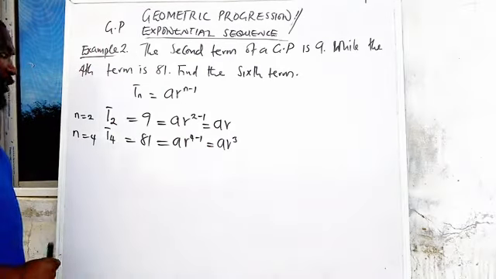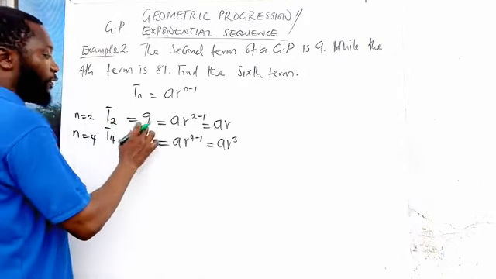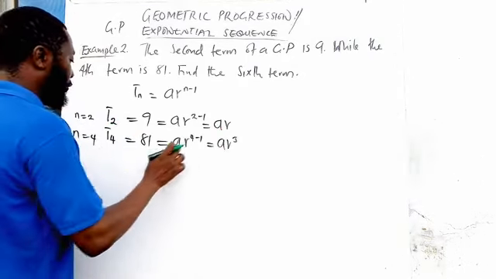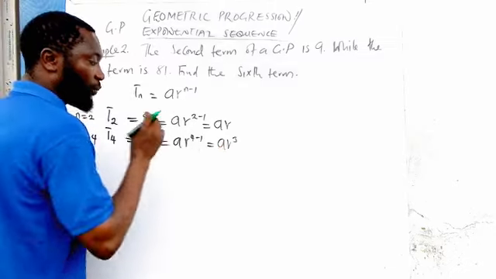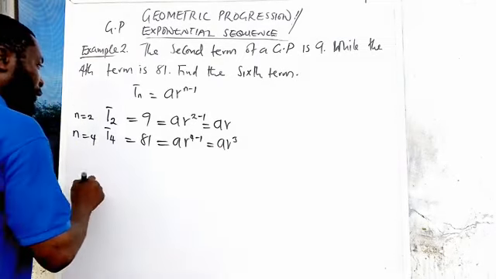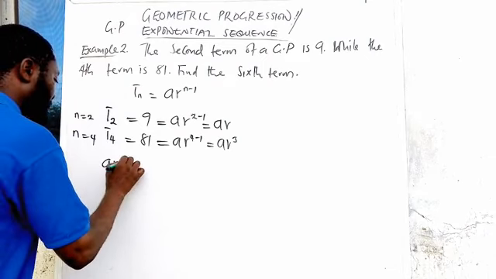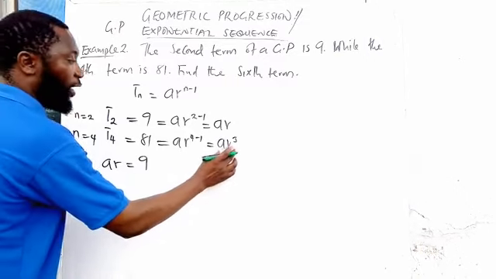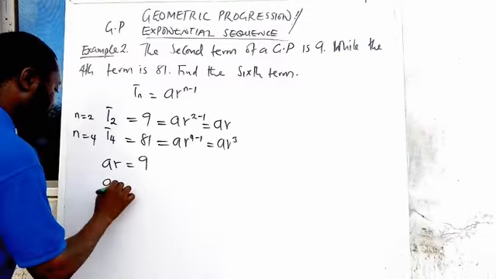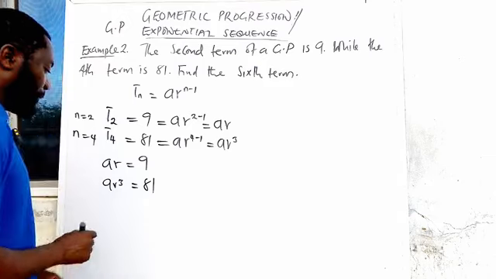Now we have two equations. From T2, we have 9 equals ar. From T4, we have 81 equals ar^3. That is, from the first equation, we have ar equals 9. From the second equation, we have ar^3 equals 81.